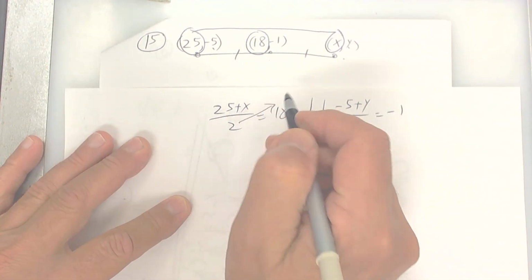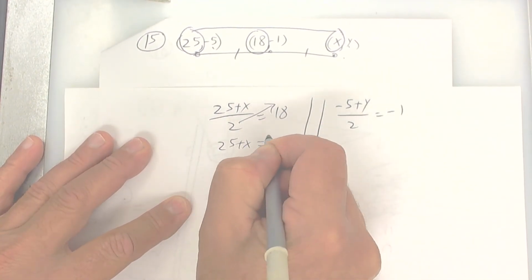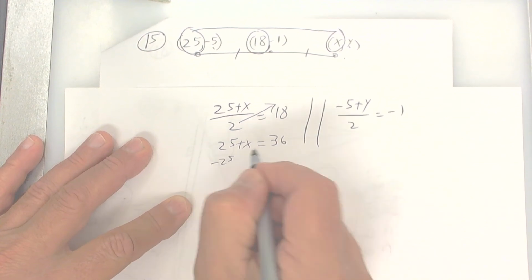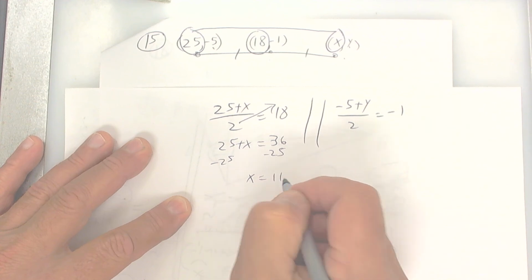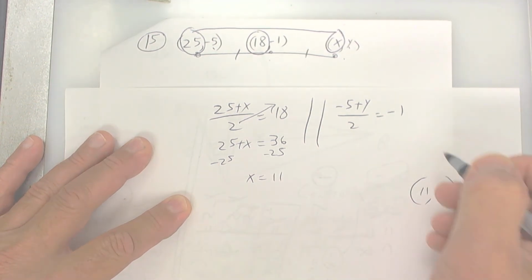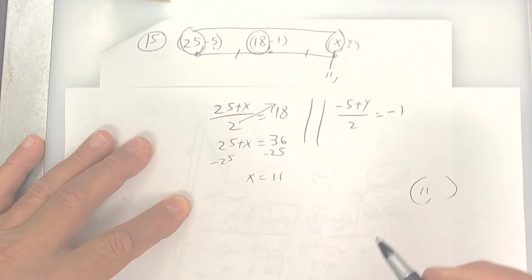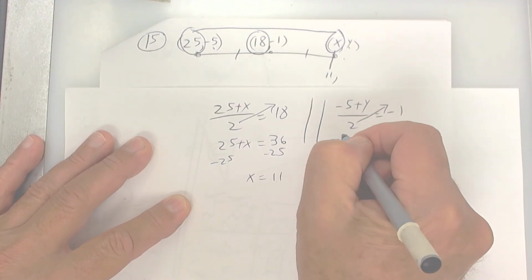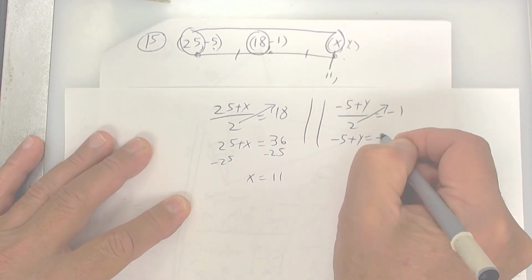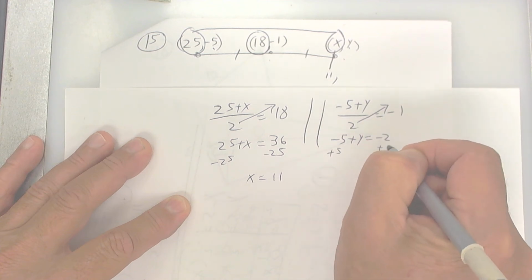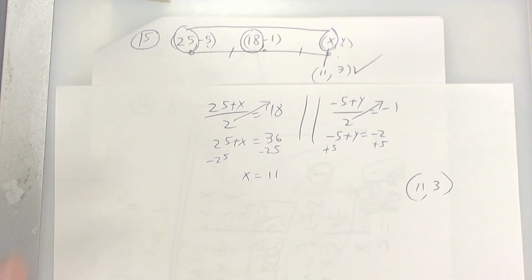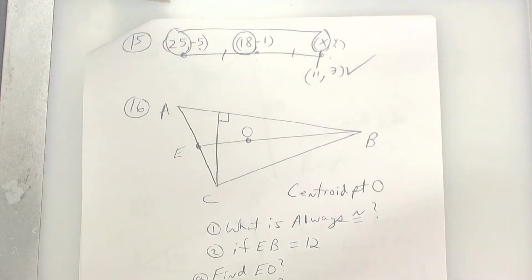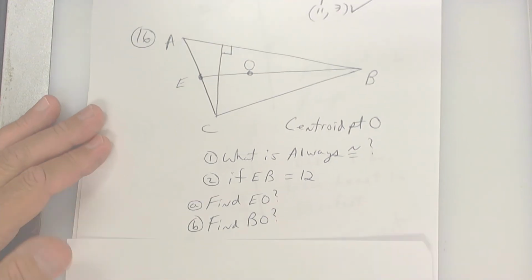So you multiply by 2, 36. You subtract 25. And when you do, x is equal to whatever that is, 11. This one right here, you multiply by 2. And then you add 5 to both sides, and that gives you 3. And you're done. Make sure you know how to do that one. Put a star by that one. And redo it.